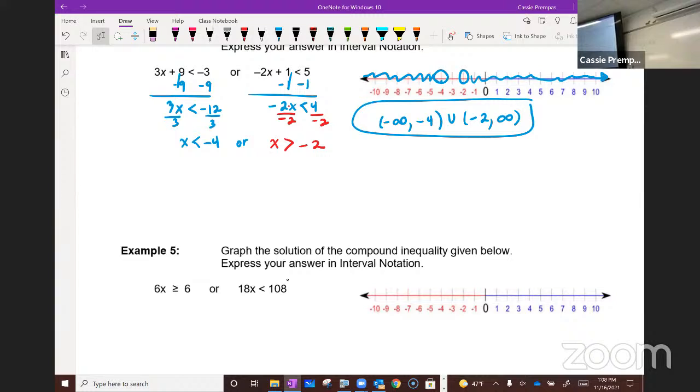As you're graphing your answer, you want to think, what values make one or the other true? You have to list all of them. It's like you standing in the room, if you meet one condition or the other.